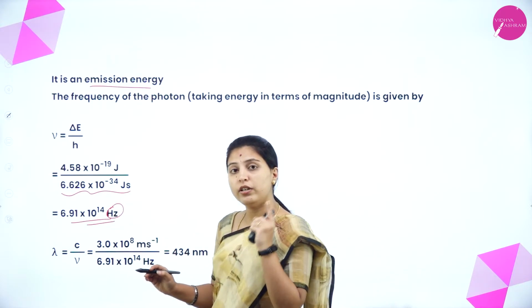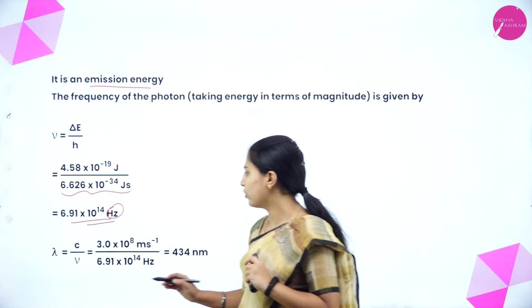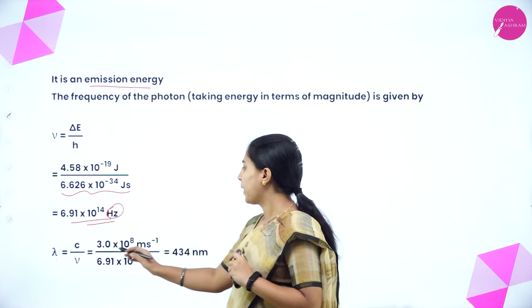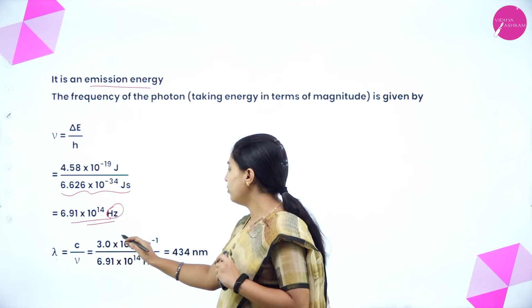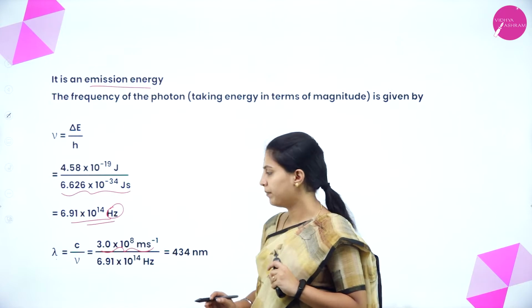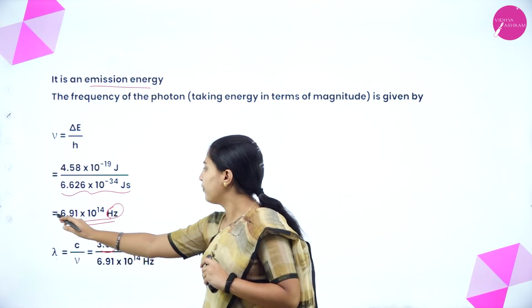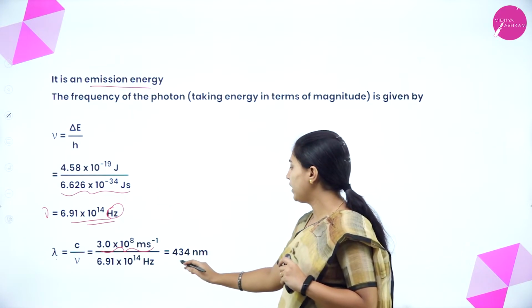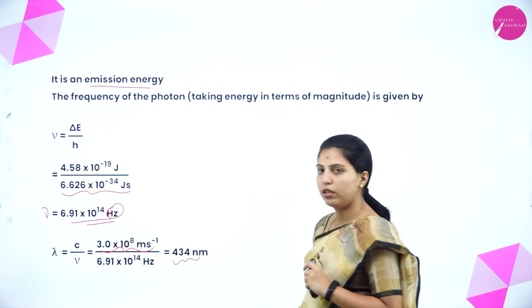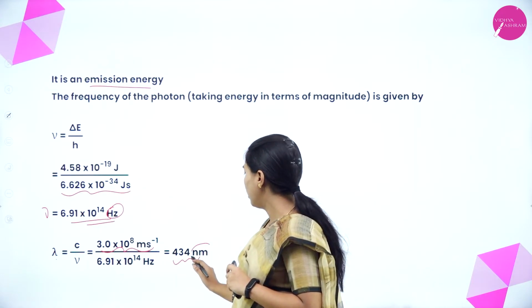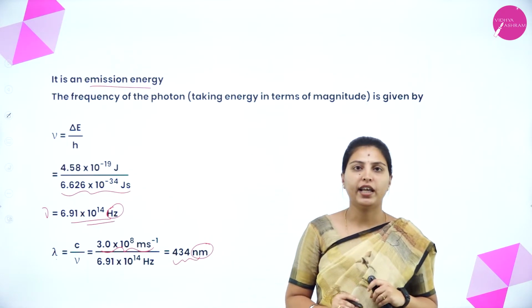Later they told us to find the wavelength also. Wavelength is C by nu. This is 3 into 10 to the power of 8, the constant for velocity of light, divided by the frequency we got here. Substituting those, we will get 434 nanometer. Wavelength we should write in terms of nanometer.